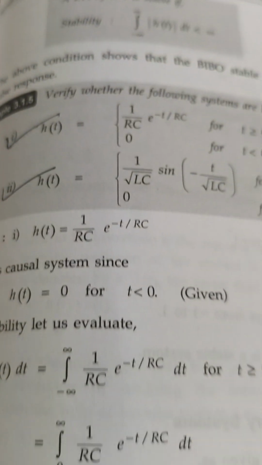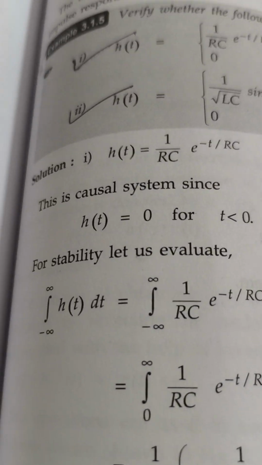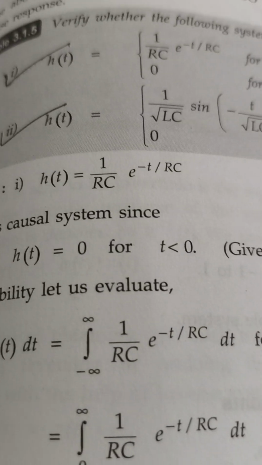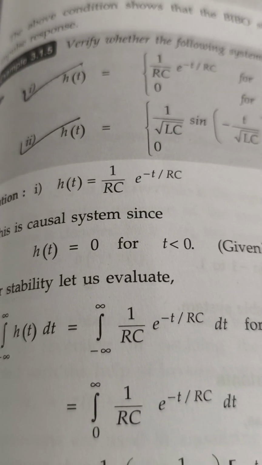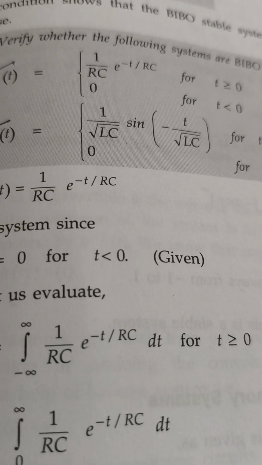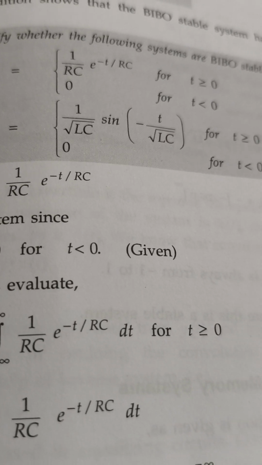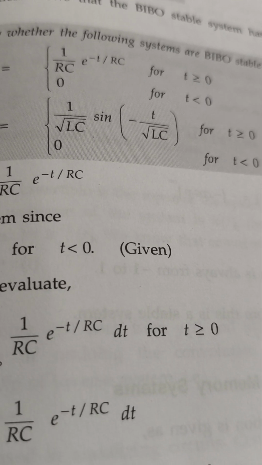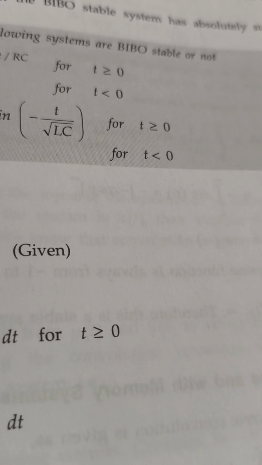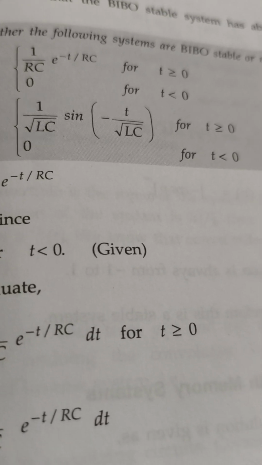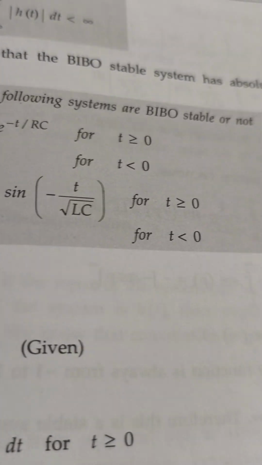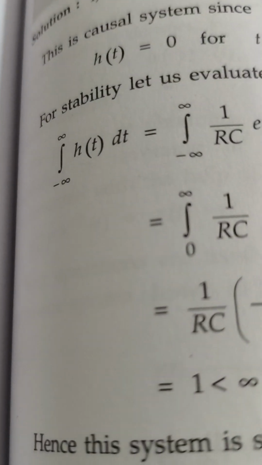Next we will see one more problem. Find out whether this system is stable or not. That is, h of t equal to 1 by square root of LC sine of t by square root of LC for t greater than or equal to 0, and it is 0 for t less than 0. We will find out whether the system is stable or not, causal or not.